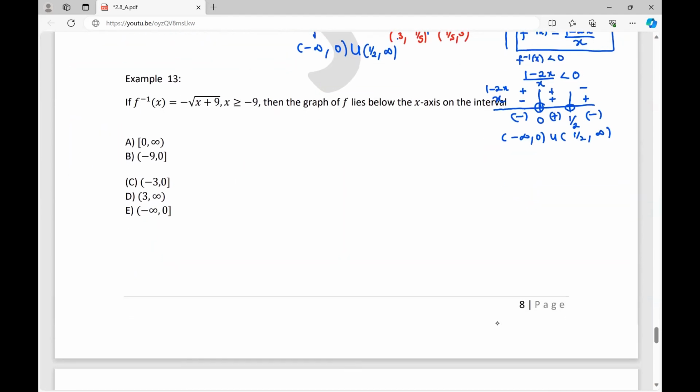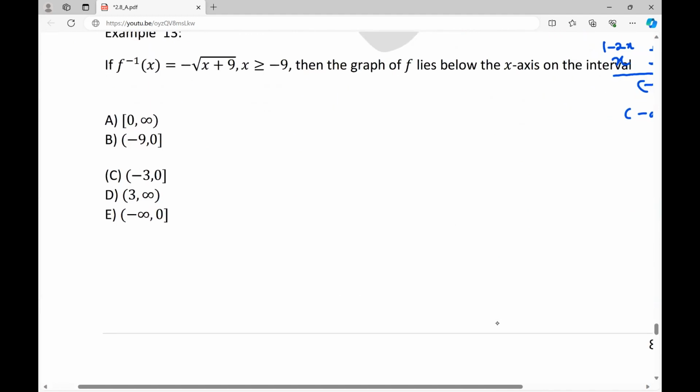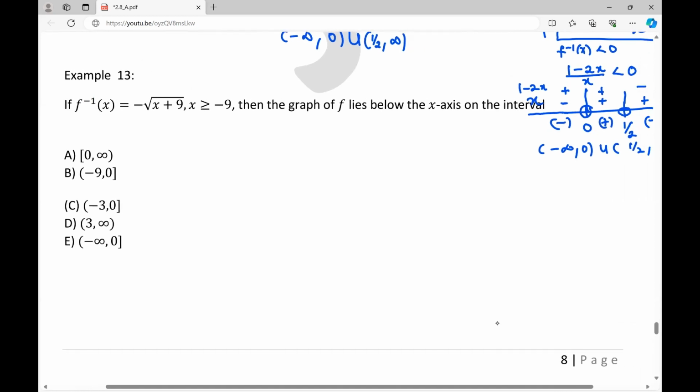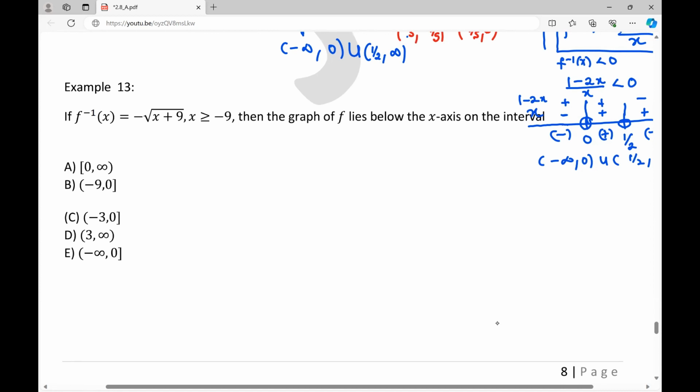All right, so now let's go for the final question here. Example 13. Example 13 is similar to what we did in example 12. But in this case, the question says f inverse is given, right? So f inverse is given. Then you want to find the interval where the graph of f lies below the x-axis. So it's a similar situation, but it's just that here you are given the graph of f inverse.